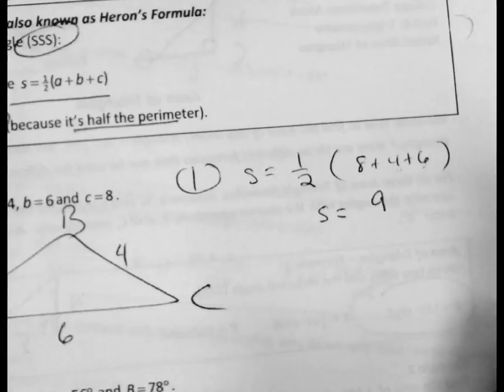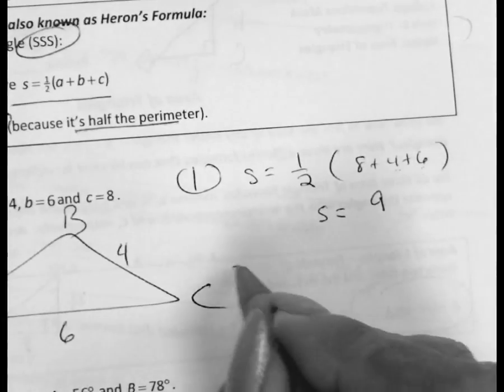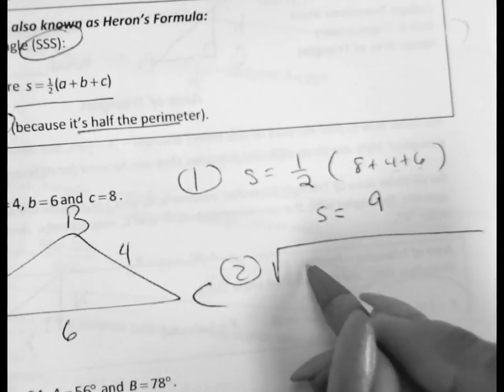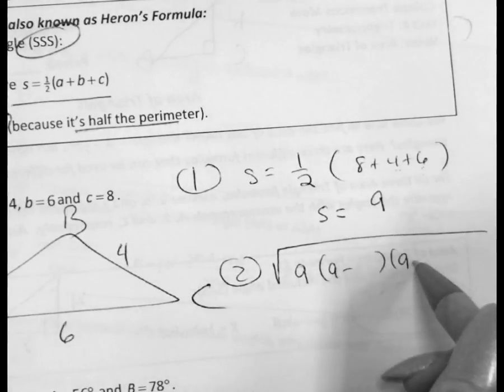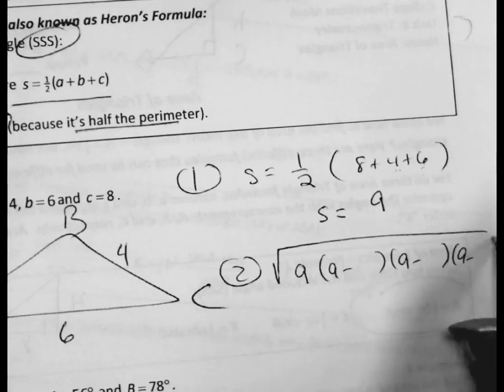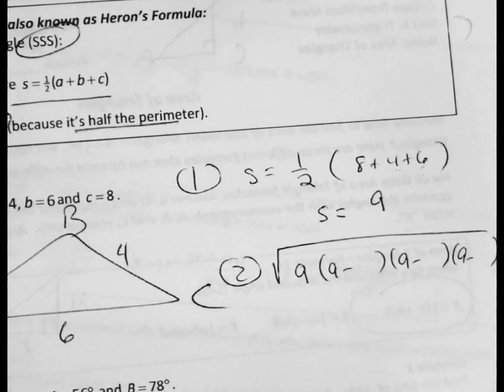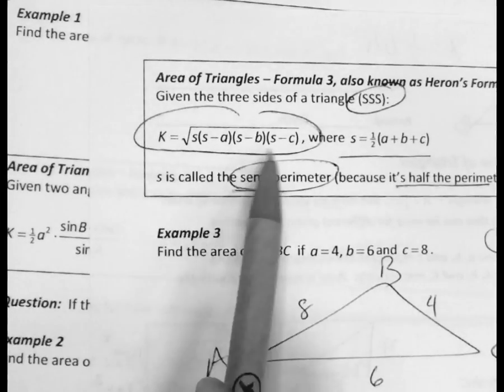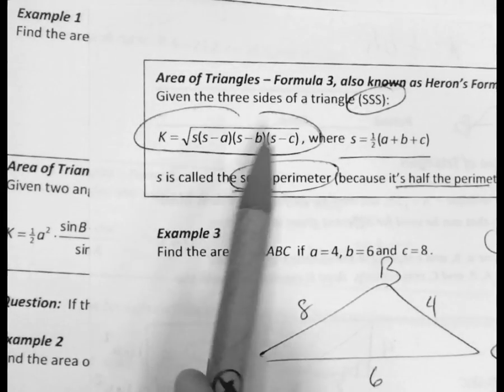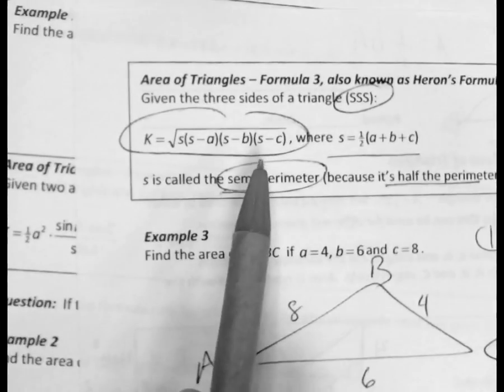It's half the perimeter. So now, in your formula, the formula has 4 S's. So you're going to write 9, 9 minus, 9 minus, 9 minus. Use S 4 times in the formula. What are those parentheses? Look, do you guys see the formula right above here? I'm not making it up. It's right here on your paper. Do you guys see it? S, S, S, S. 4 times with parentheses with minus signs.